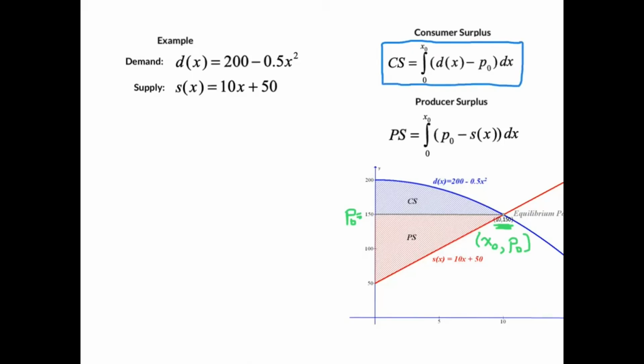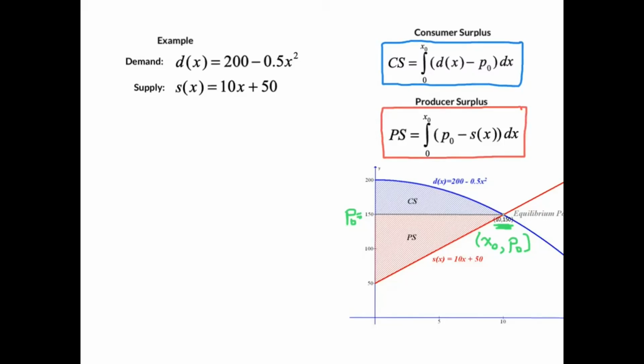But the definition is the integral of the demand function minus the market price with respect to x from 0 to x sub 0, which is the lower to the upper bound of our region. The producer surplus is the lower of the two, so it's the area between the market price and the supply function, which is the red region here. And so by definition, that producer surplus is the integral of the market price minus the supply function with respect to x from 0 to x0, the market demand.